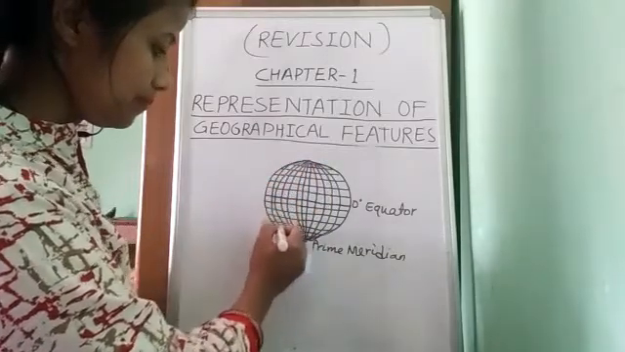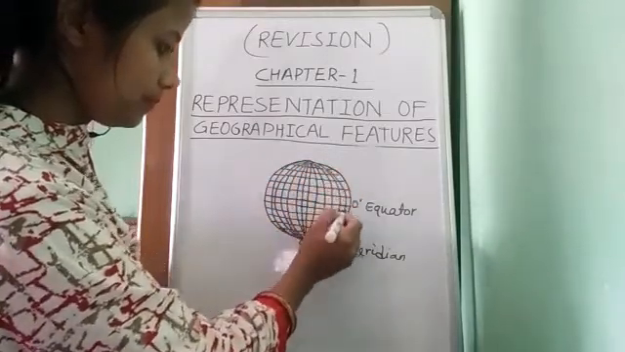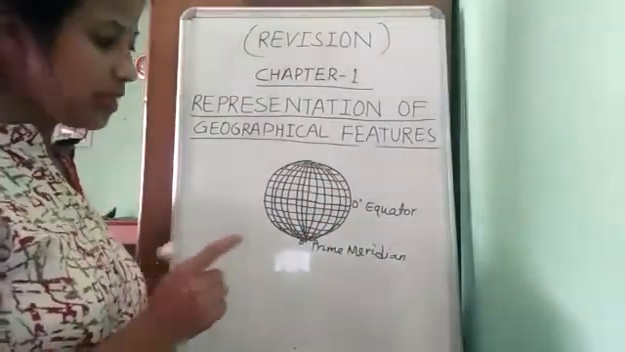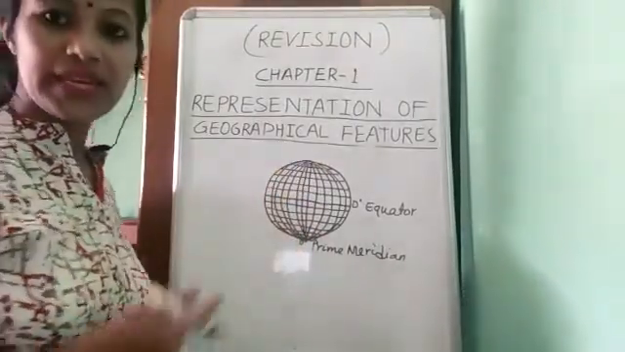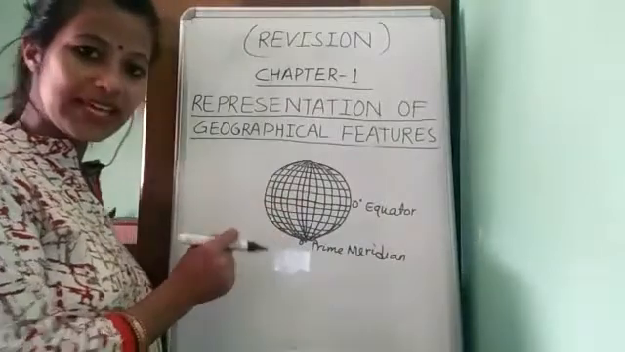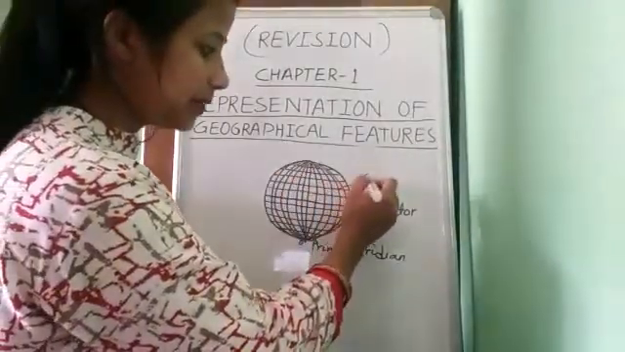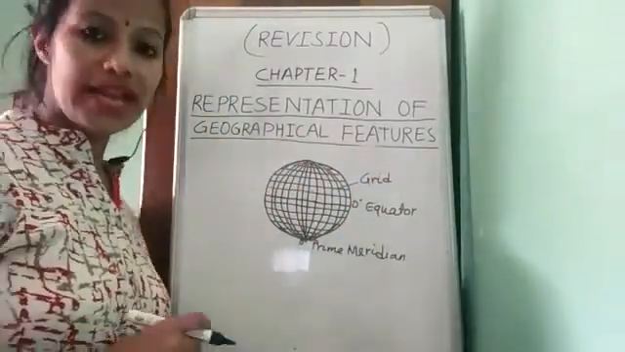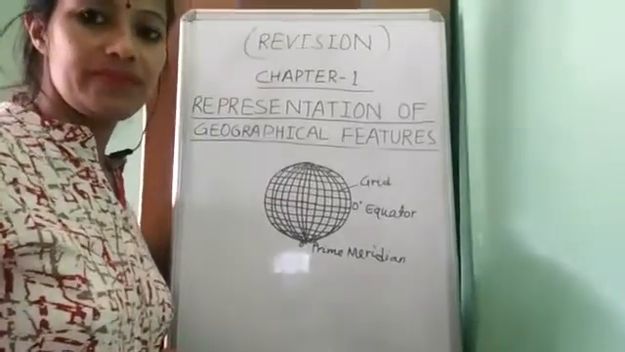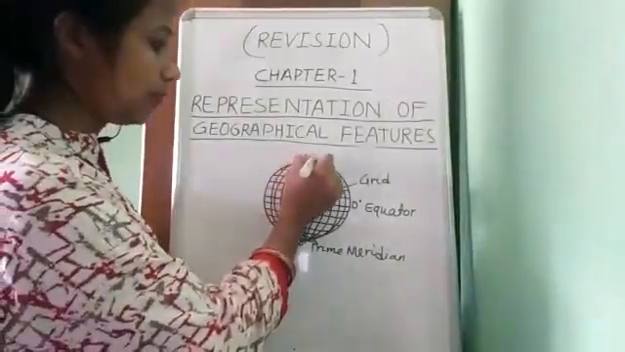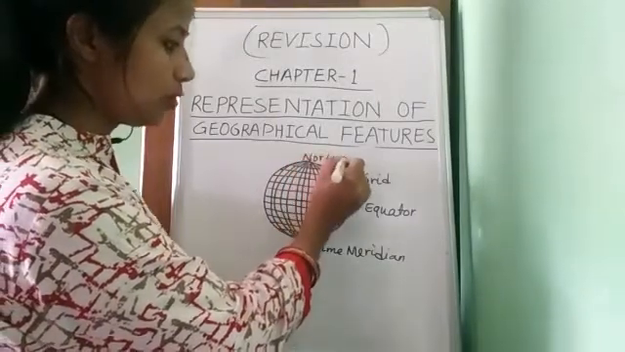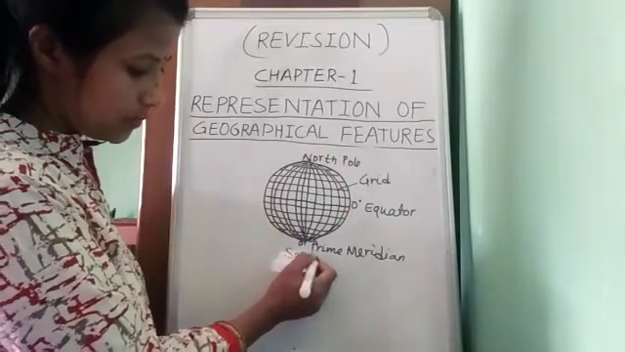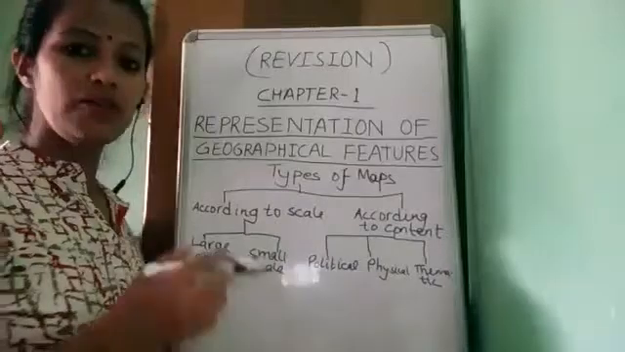Now, latitudes and longitudes, what did they make? They made a case. Is it looking like a case? And this is called what? Grid. Okay, and the grid helps us to find the direction of any place. This is the North Pole, and this is the South Pole.